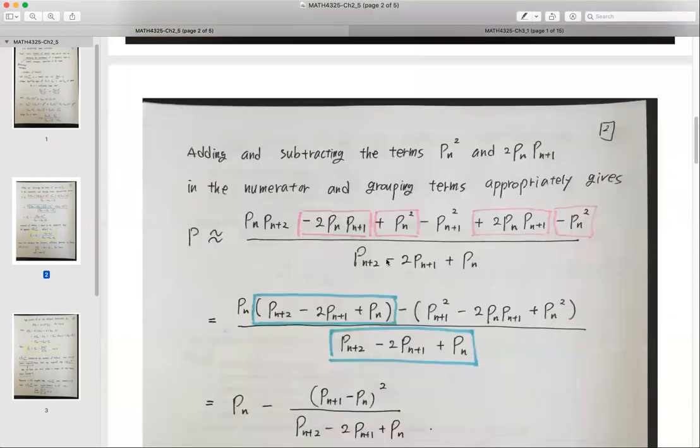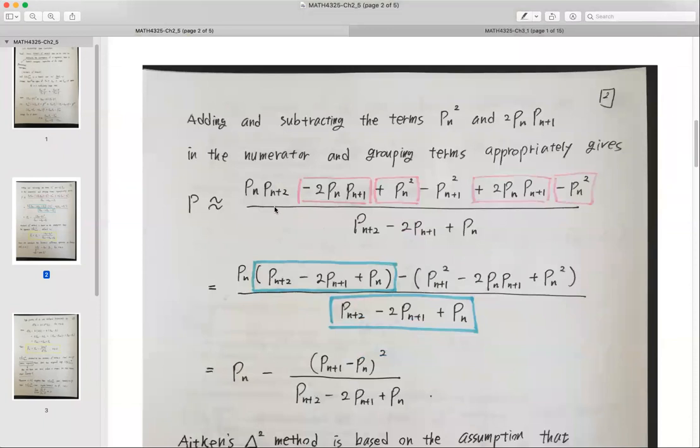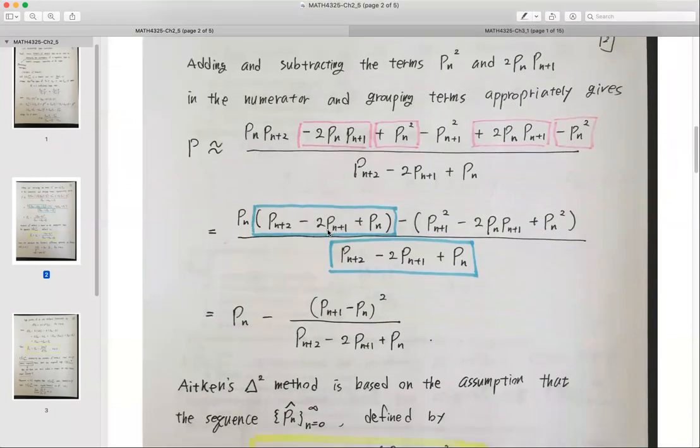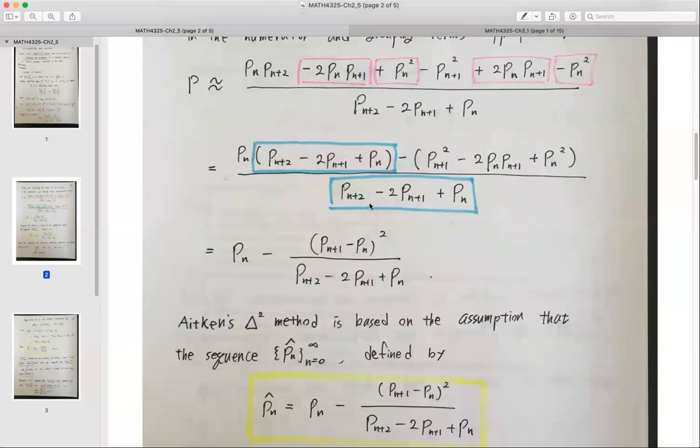Now you see that the first three terms have a common factor P sub n, right? So we're going to factor out P sub n in the first three terms. Now do you see that the parenthesis, the blue box, is exactly the same as the numerator in the bottom? So we can separate these fractions. In these fractions, we're going to separate the what?